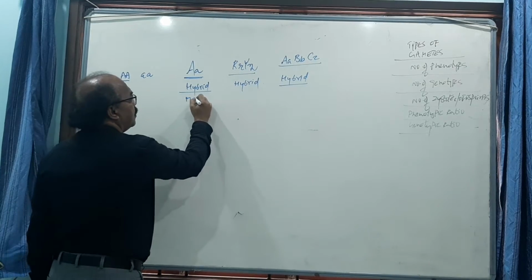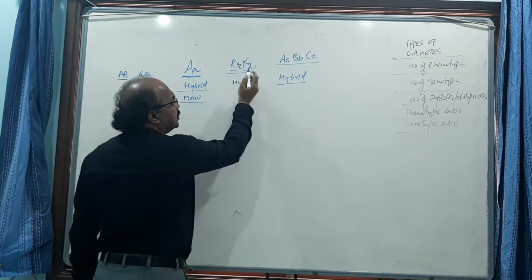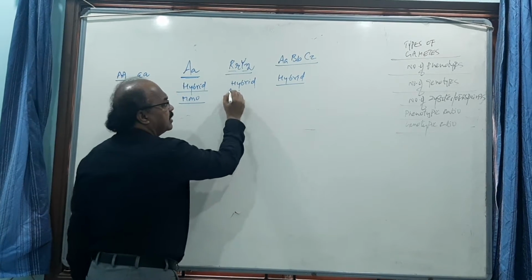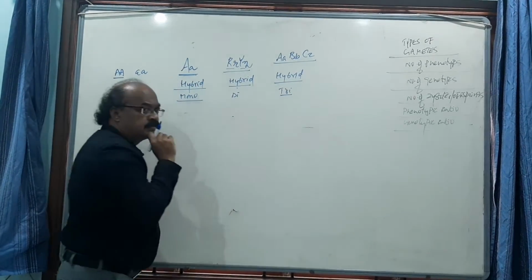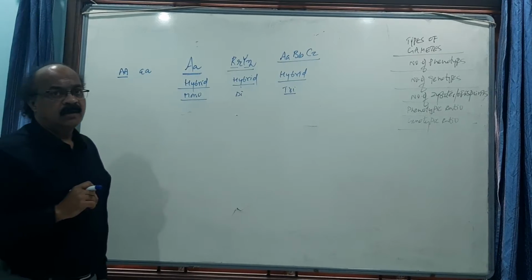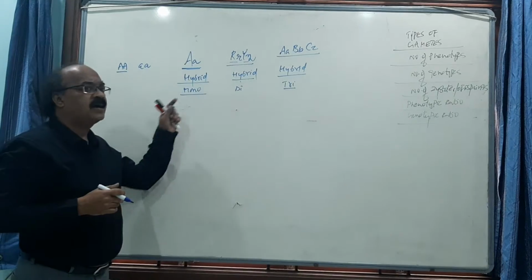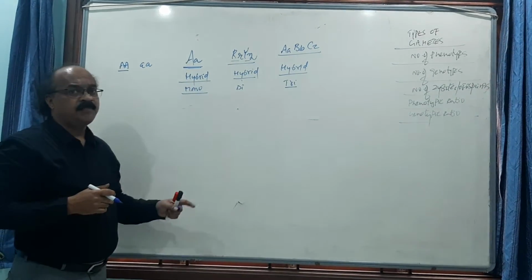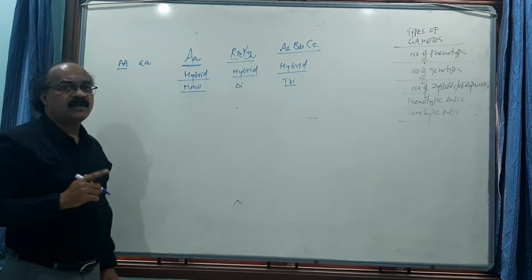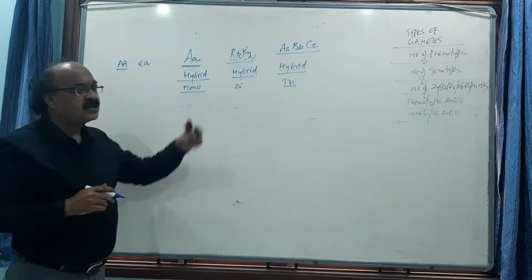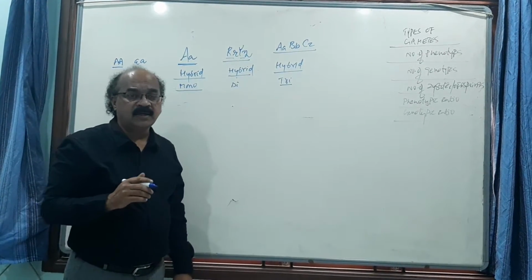This is said to be monohybrid. This is said to be dihybrid. This is said to be trihybrid. When you are making crosses, you may consider one character, two characters, or three characters. If it is one character, in F1 you are getting a monohybrid. If you are considering two characters, you are getting a dihybrid. If you are considering three characters, you are getting a trihybrid.